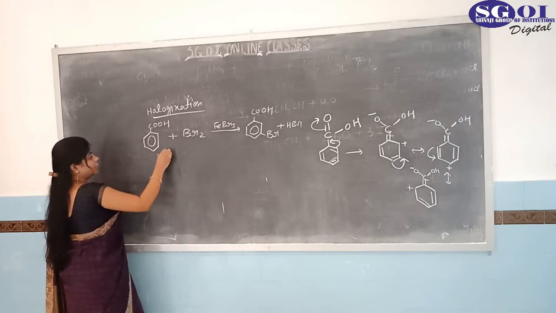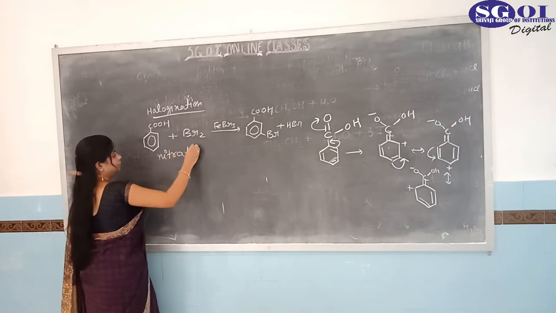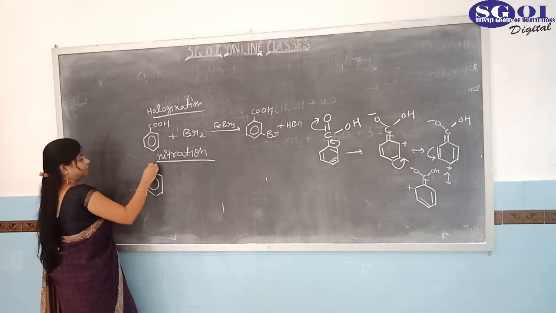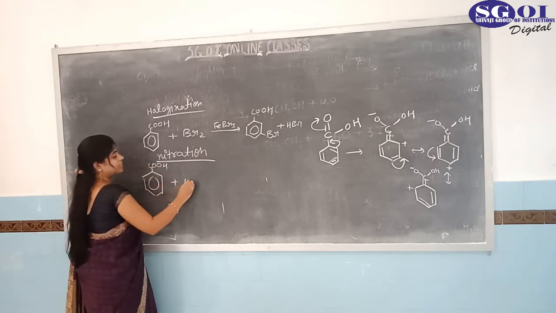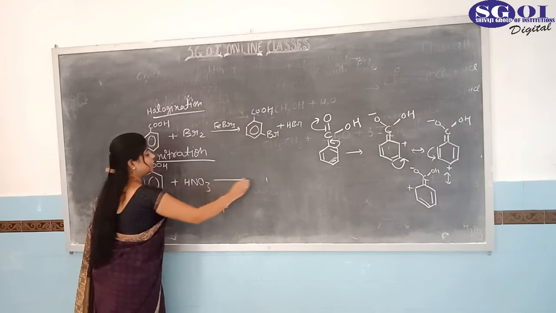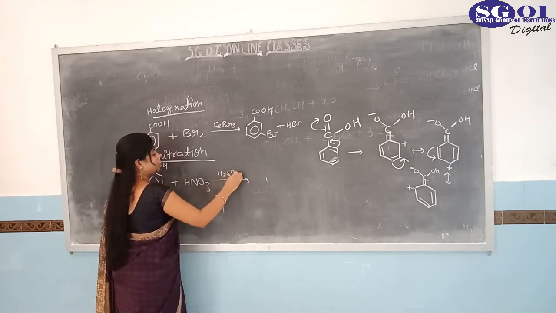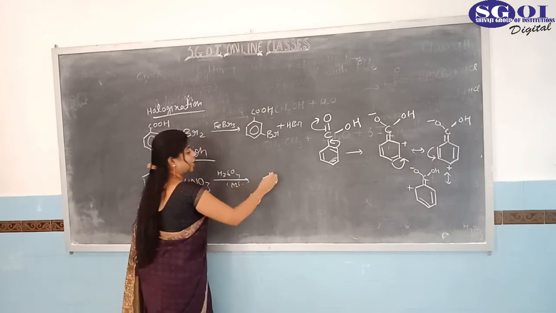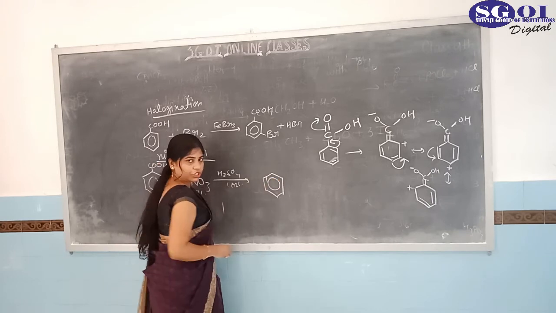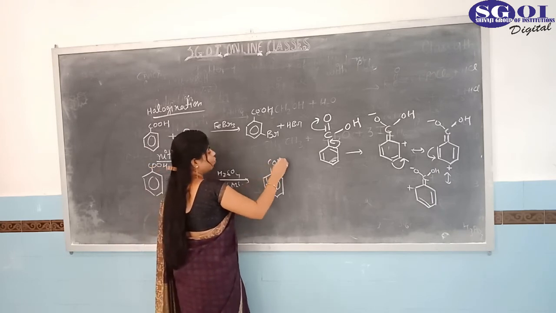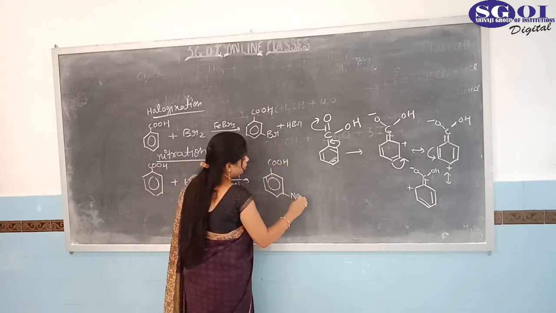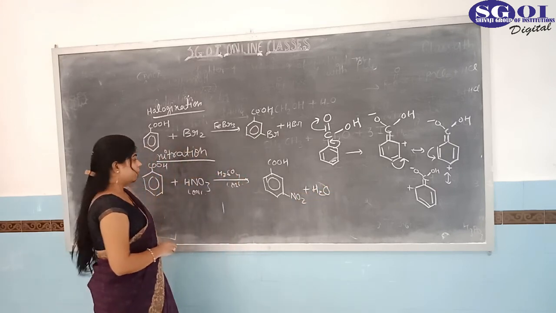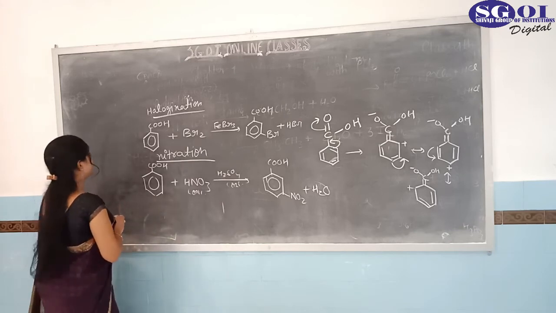What next is nitration. When benzoic acid reacts with concentrated HNO3 in the presence of concentrated H2SO4, both are concentrated, to give nitro isomer at meta position. So we give COOH and NO2 plus 1 molecule of water. It is meta nitro benzoic acid. Next one is sulfonation.